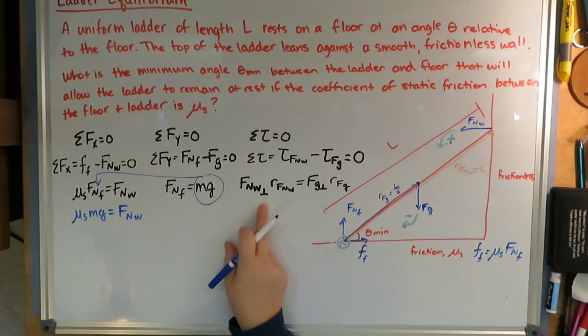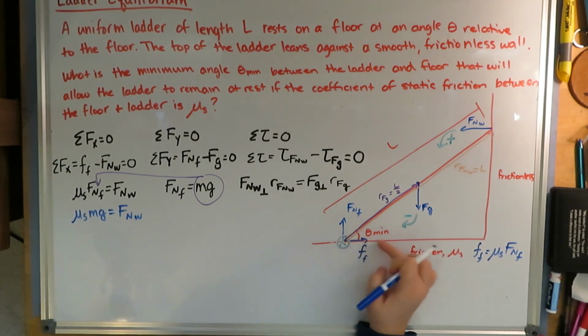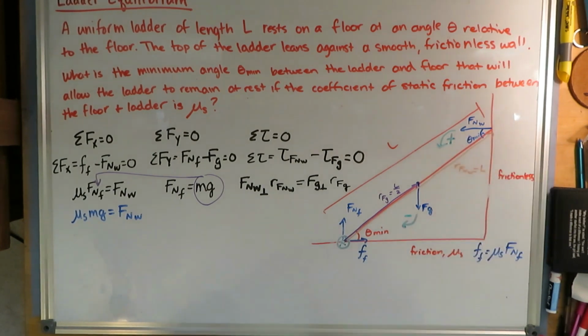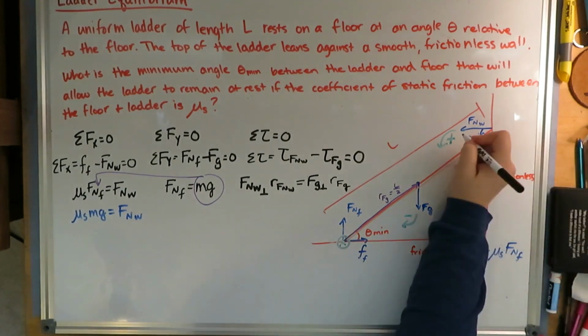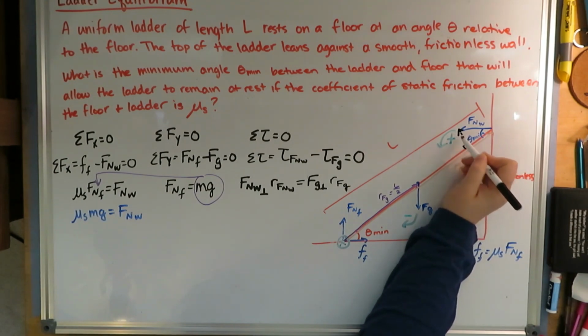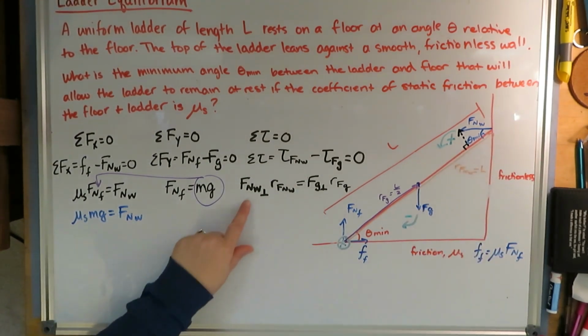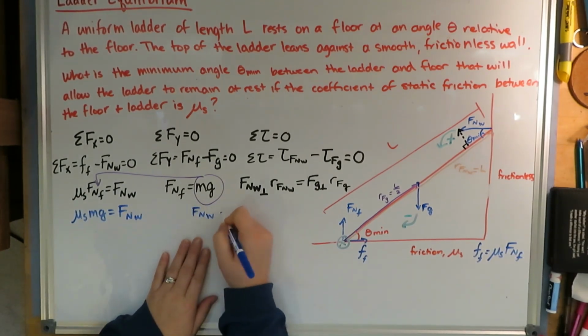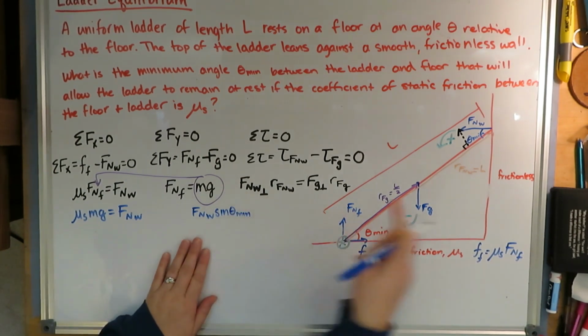Now FNW perpendicular. Let's take a look at that. This angle right here is theta min, so this angle over here is going to be theta min. If I want to find the perpendicular component of FNW, it is going to be the opposite side of this triangle where FNW is the hypotenuse. So it's going to be based on sine. So I can define right here that FNW perpendicular is going to be FNW sine of theta min. Our R for FNW is L.